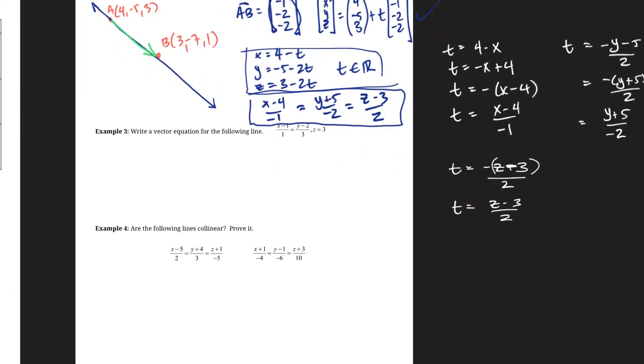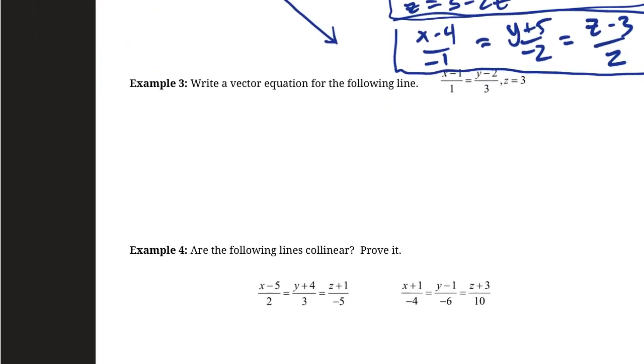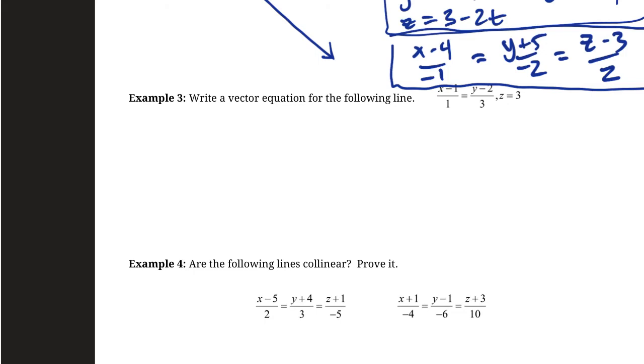Next, write the vector equation for this line. So x minus 1 over 1, y minus 2 over 3, and z equals 3. So it almost looks like the irregular symmetric form of the equation, but it looks a little bit different. We got that weird z equals 3. Let's worry about that in a second. Let's first worry about the first two parts. They're a little bit simpler.